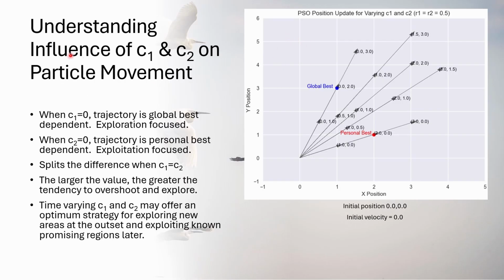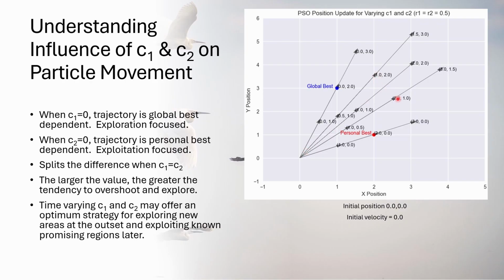Let's use this chart here to understand the influence of C1 and C2 on particle movement. When C1 is equal to 0, trajectory is totally global best dependent. We are exploration focused. Let's assume for now that the inertia is 0, so we are totally on this line here, moving towards global best exclusively. Conversely, if C2 is equal to 0, trajectory is totally dependent on personal best, and we are exploitation focused here. We can split the difference, for example, if C1 and C2 are the same.